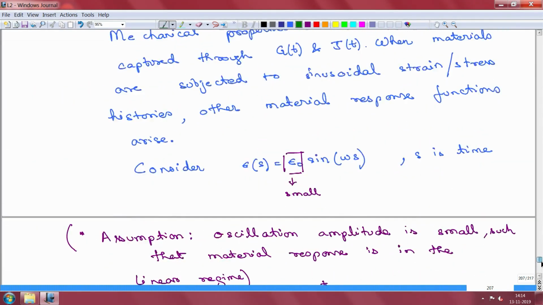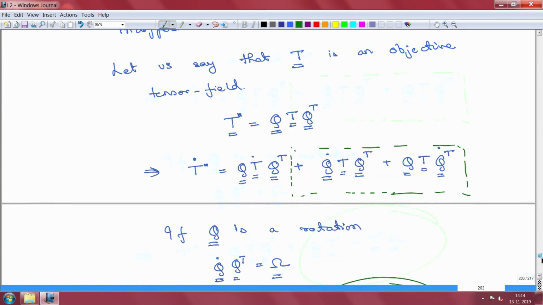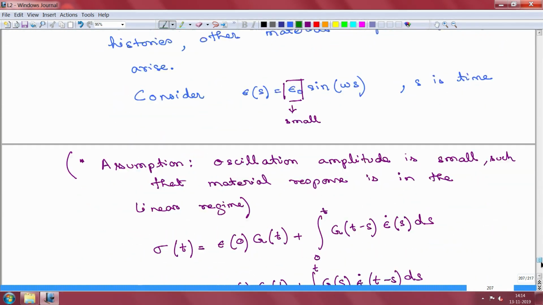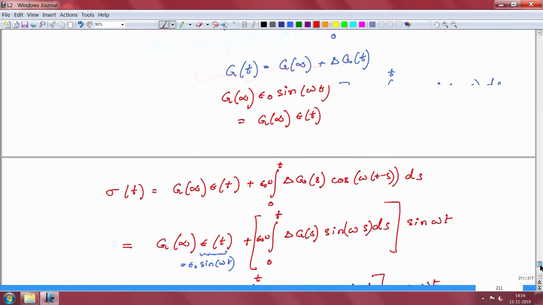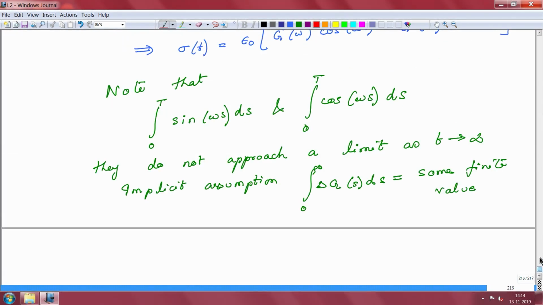I will just quickly scroll back. Here we had said, if you recall, that delta g is a decaying function of time. And the reason for that is so that these integrals can exist and we can write down the answer in that particular form. So if this is not true, then the previous results will not hold true.